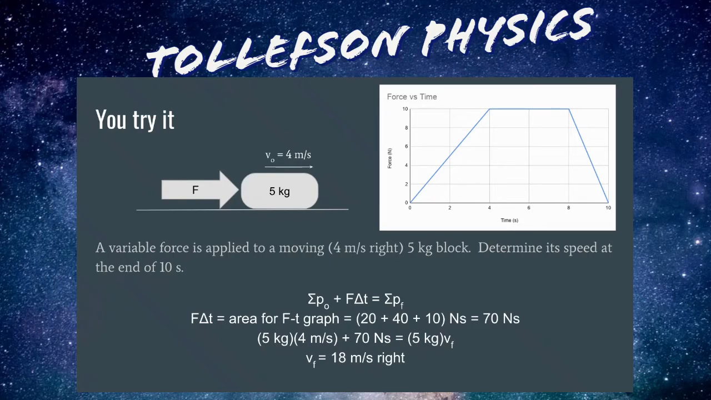Here's the solution to the problem where the area under the curve ended up being 70 newton seconds. When you look at conservation of momentum, the solution ends up being 18 meters per second to the right.